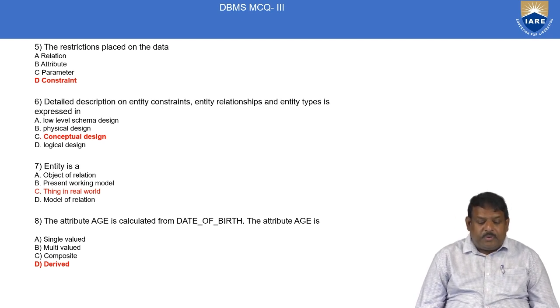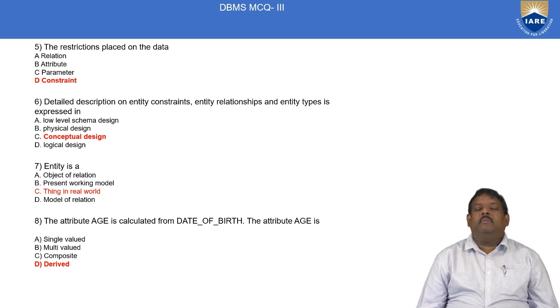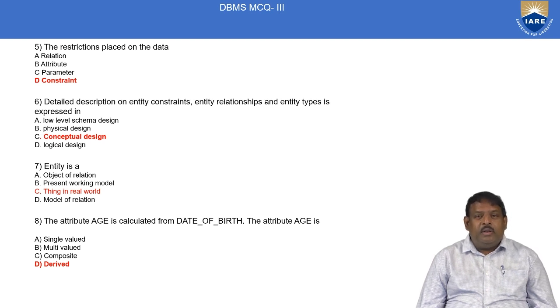Okay. Next, what is an entity? It is something like a real-time object. So, entity is like a real-time object. It is an object of relation, present working model, a thing in the real world or model of relation. So, entity is always a real-time entity, a real-time object. So, the answer would be C here.